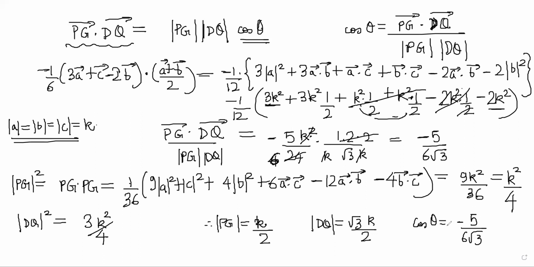So what we can say is that the actual angle will be pi minus cos inverse 5 by 6 root 3, because this angle will actually be obtuse. So if you had an acute angle of cos inverse 5 by 6 root 3, the real angle that you care about is 180 minus that. So this is the answer, and this is option C.